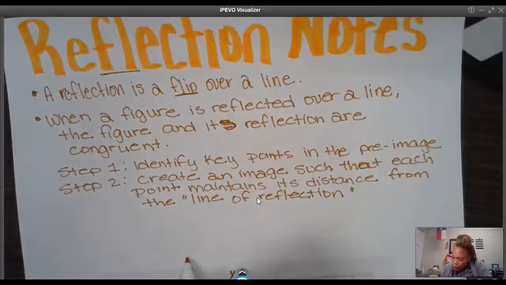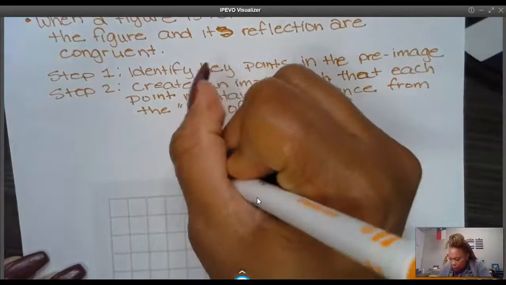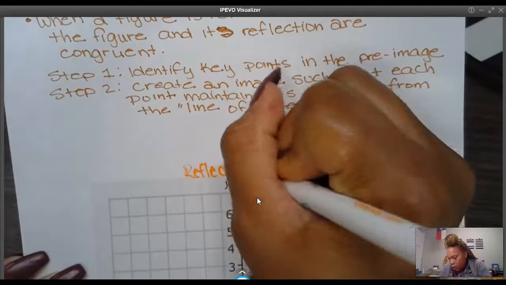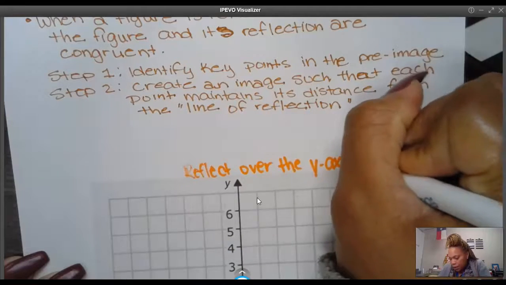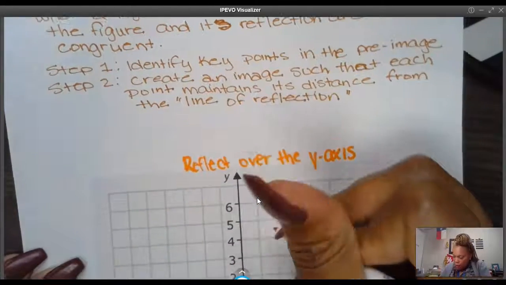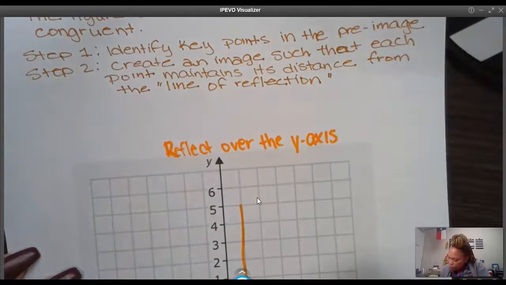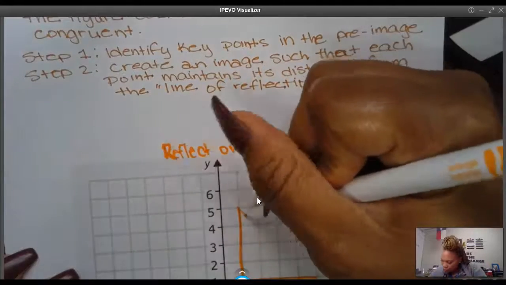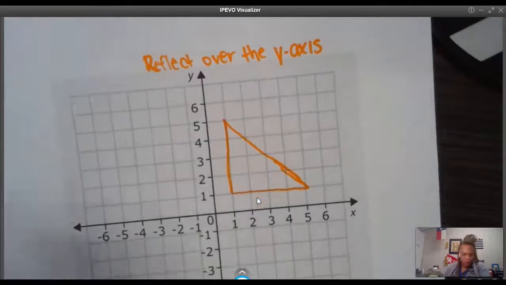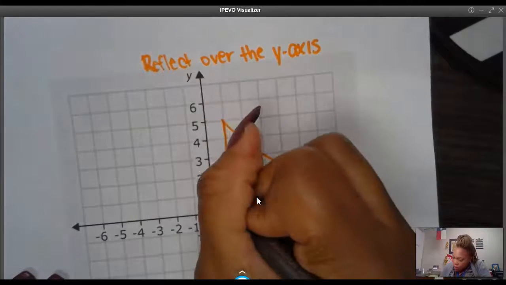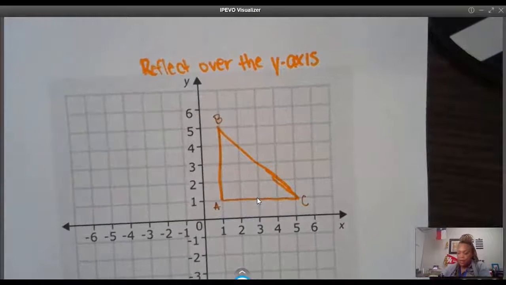So for this example, I want to reflect, my marker doesn't work, over the y-axis. Okay. And usually there would already be an image drawn, but I'm going to draw one real quick. It's longer than what I wanted, but that's okay. Okay, please excuse my lines are not always straight. You know how I do, but you get the point, right? So this is point A, point B, and point C. This is considered my pre-image, okay?